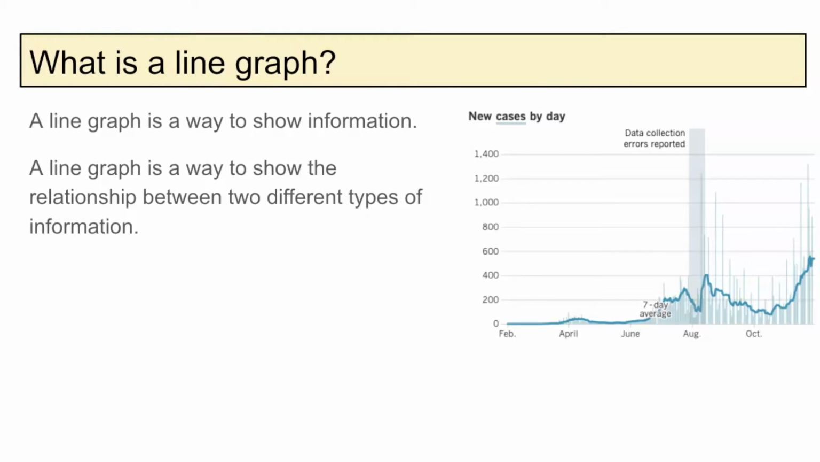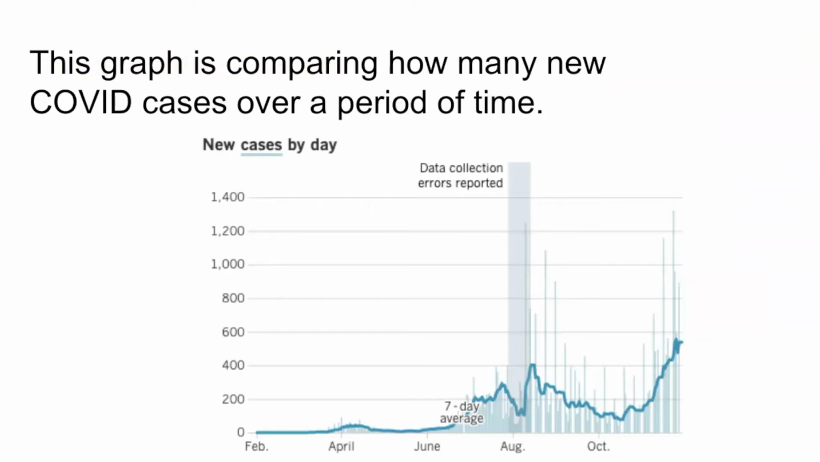What is a line graph? A line graph is a way to show information. It is a way to show the relationship between two different types of information. This graph is comparing how many new COVID cases happened over a period of time.